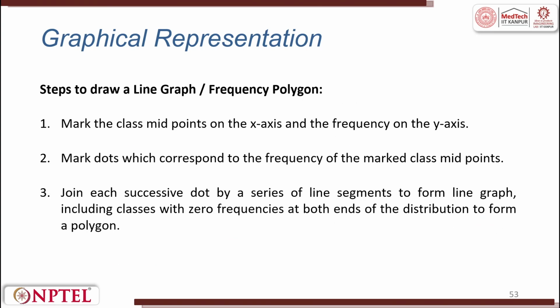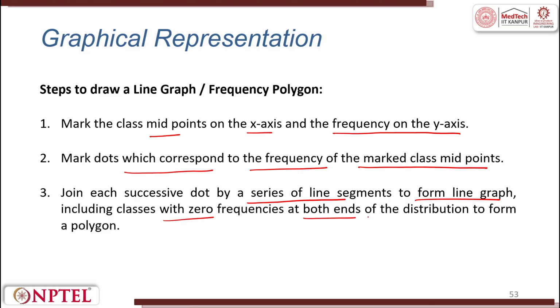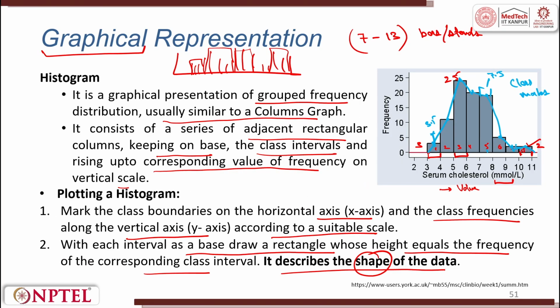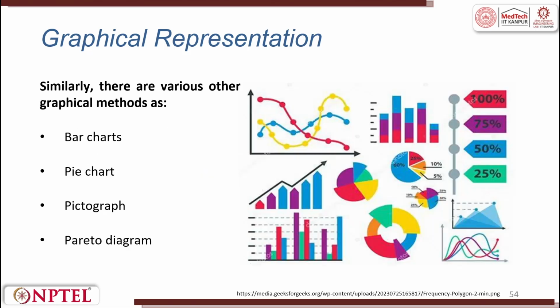Steps to draw a line graph for a frequency polygon. Mark the class midpoints on the x-axis and the frequency on the y-axis, as I just did for the histogram plot. Mark the dots which correspond to the frequency and the class midpoints. Join each successive dot by line segments, including classes with zero frequencies at both ends of the distribution, to form a polygon. This is what I did here in blue color. I marked the average values of the class intervals, got these points, then joined them. This is how a frequency polygon is constructed from the histogram.